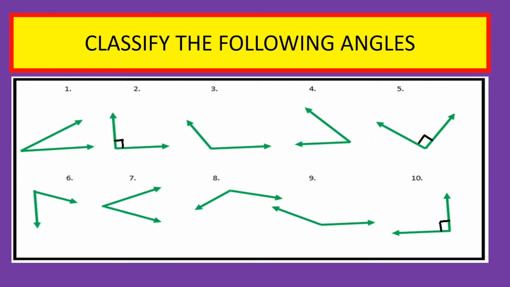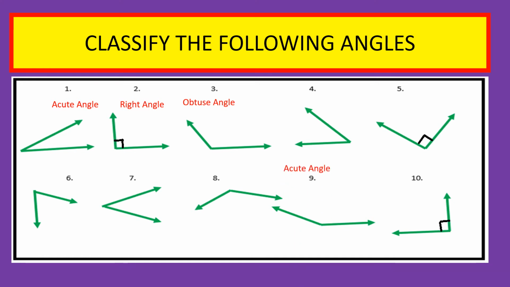Now we are going to classify the following angles as acute, right, or obtuse. I am giving you time to answer the following problems. We'll answer it now. What is the answer to the first number? Acute. The next number is a right angle. The next number is an obtuse angle.